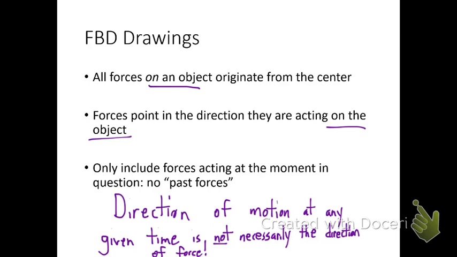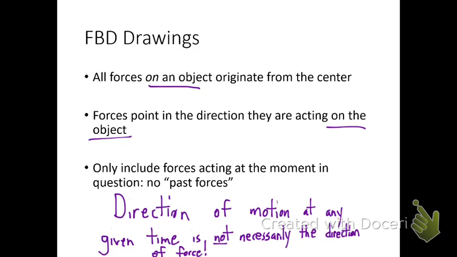One more important thing about drawing free body diagrams: the direction that an object is moving is not necessarily the direction it is feeling a force. It could be, sometimes. Right now I've got my wheelie chair right in front of me. If I give that thing a shove, it will move away from me in the direction that I'm pushing it. So the force and the motion are in the same direction. That's pretty easy. But that's not always the case.